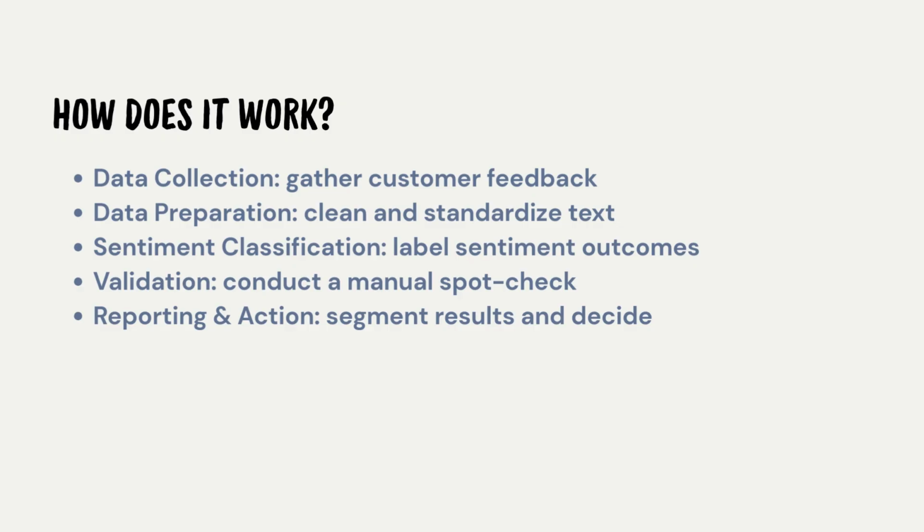Then we perform sentiment classification, which means labeling each review as positive, neutral, or negative, and sometimes assigning a score too. After that, we do validation by spot checking a small sample manually to make sure the labels make sense. And finally, we move to reporting and action, where we segment the results, like by price point, and use the insights to support decisions such as improving messaging, customer experience, or pricing strategy.